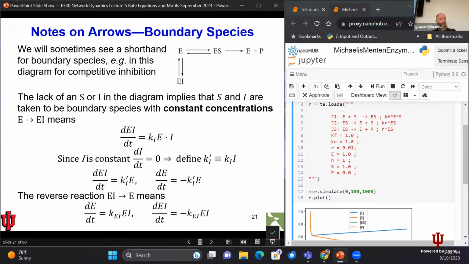William asked, is there such a thing as competitive activation? There isn't really competitive activation. There could be cooperative activation, and we will come to that later today.